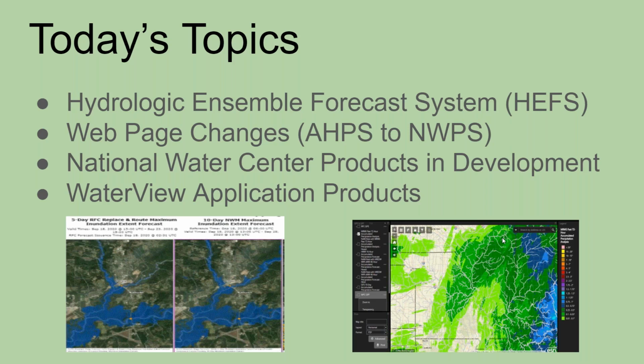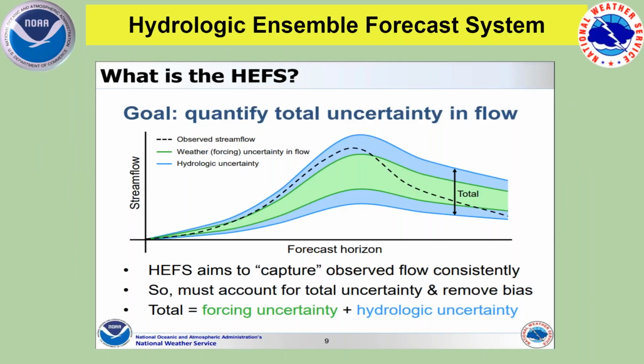Many of you are probably familiar with the river pages linked on our website. We call them AHPS, but there will be a transition going on there over the next year. Also, the National Water Center has been developing some products and some applications. So just want to touch base on those real quick. And then, some of this I'll be able to give you a rough timeline of when it'll be available to you. So with that, the Hydrologic Ensemble Forecast System.